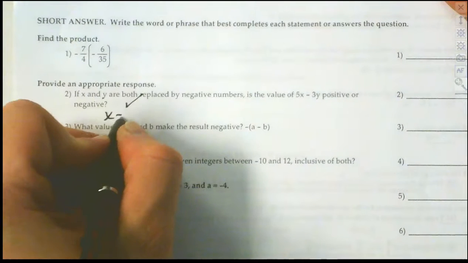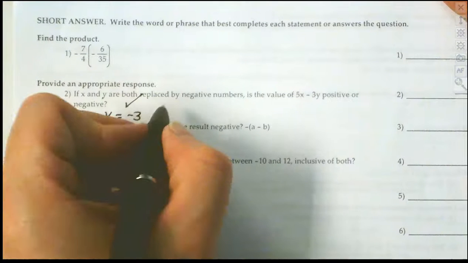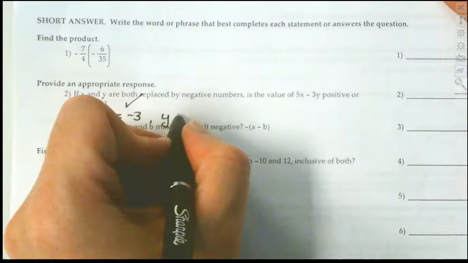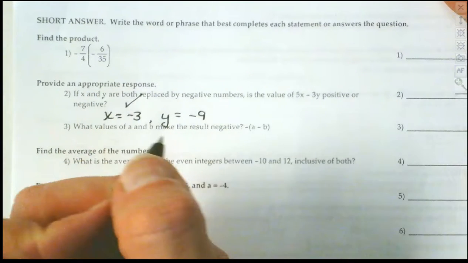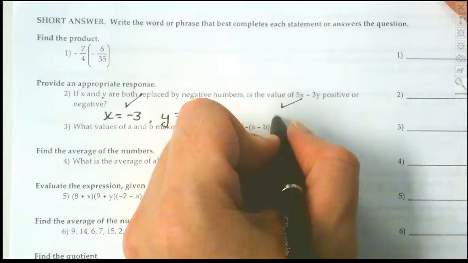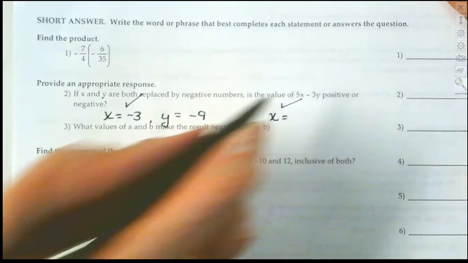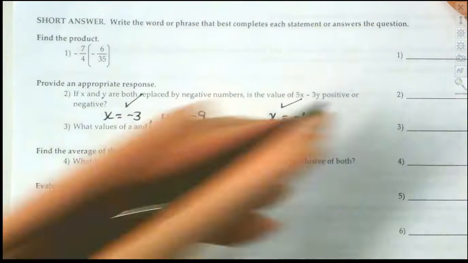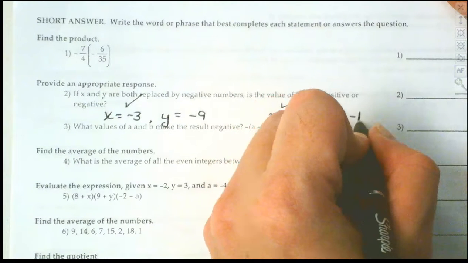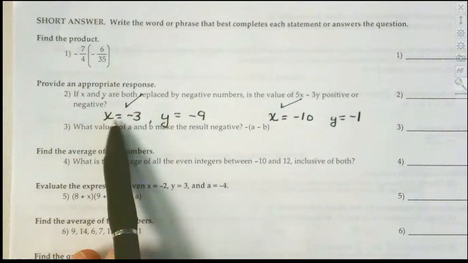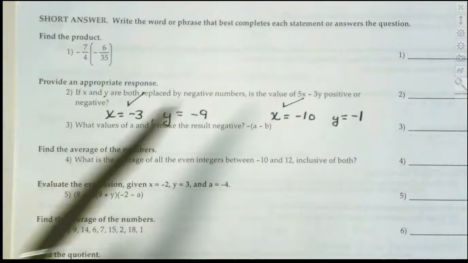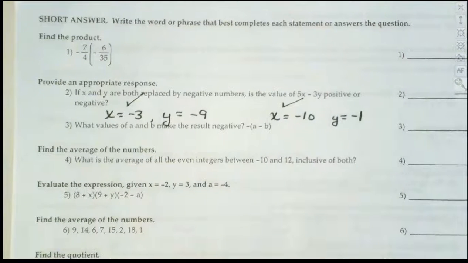So let's check when x is negative 3 and y is negative 9. And then I also want you to check when x is negative 10 and y is negative 1. So I want you to check both those sets of numbers, and I want you to see what you get out for your result, and see if they come out to be positive or negative. So you'll check this set and see if it's positive or negative up here. You'll check this set to see if they're positive or negative.